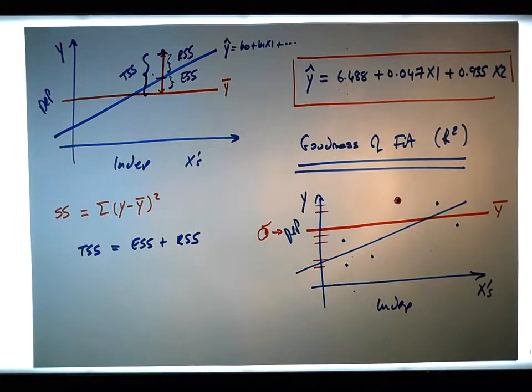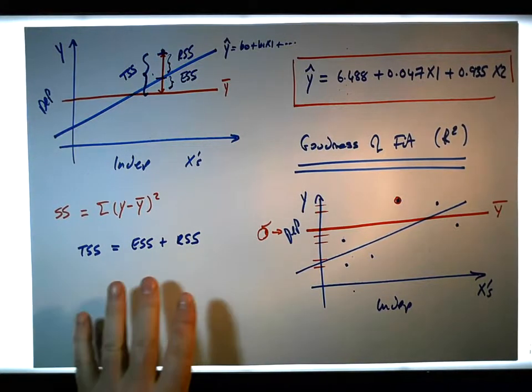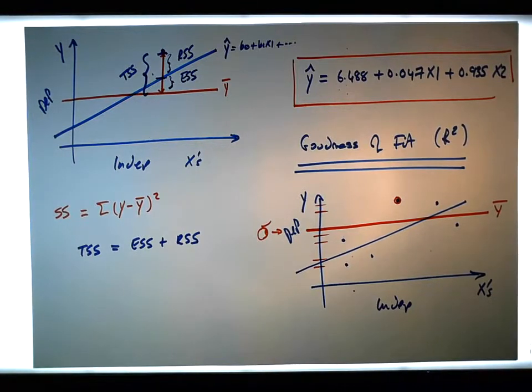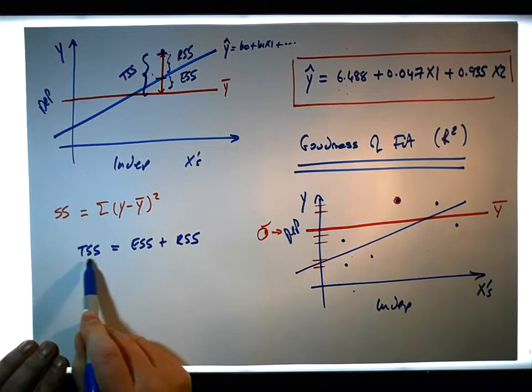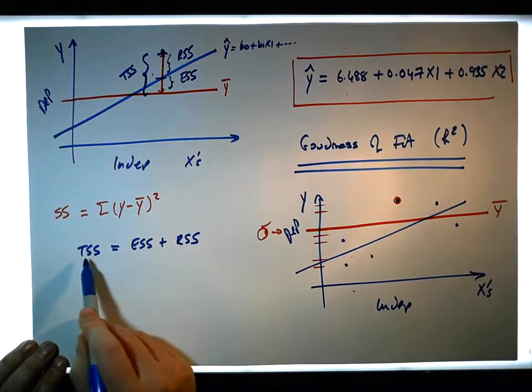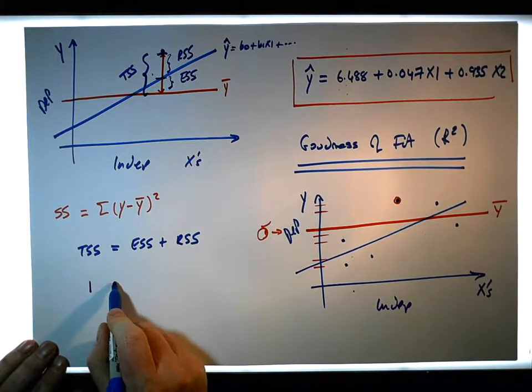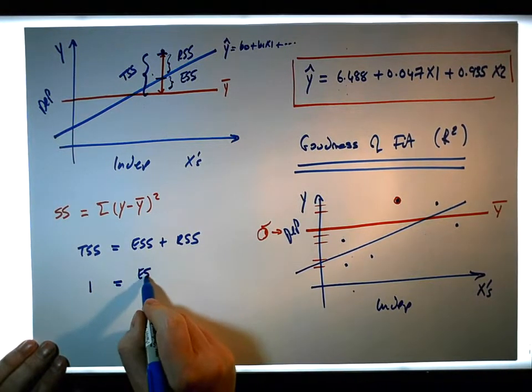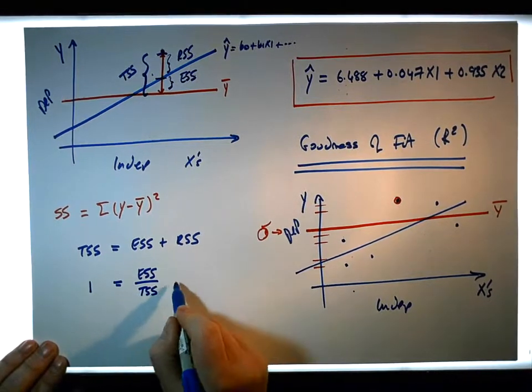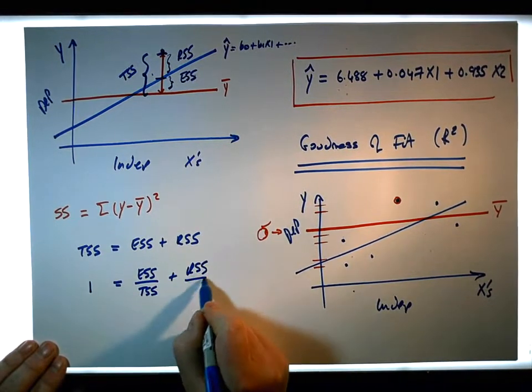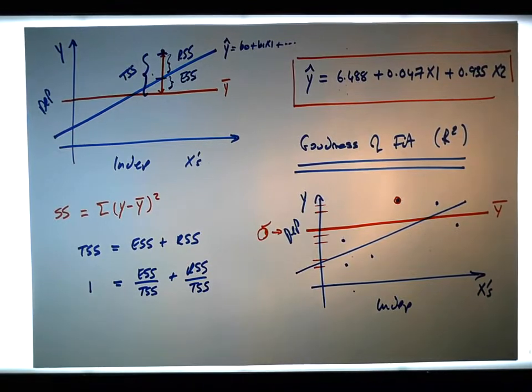Now, I just want to have a look at this in a little bit more detail. So let's just divide across by TSS. If I divide here by TSS, I end up with 1. So 1 must be equal to ESS over TSS plus RSS over TSS. Don't forget, these two things here are just ratios.